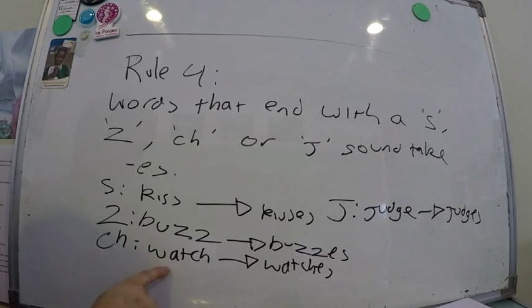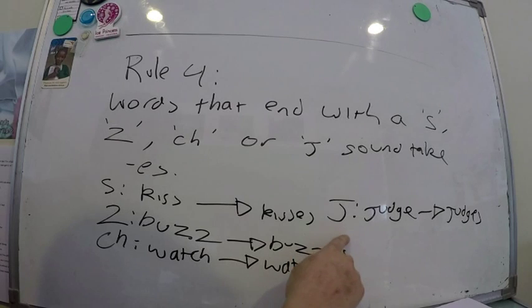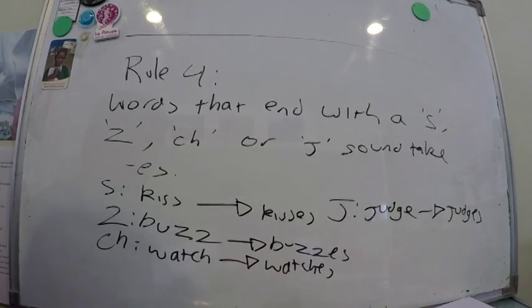CH, watch, takes an ES because of the CH sound at the end. And for our J sound, judge, and this is what I mean when I say it doesn't necessarily have to end with the letter, it's the sound that we're looking for. When you say judge, it ends with the J sound, right? So we add ES at the end of that. And that's your 4th rule.